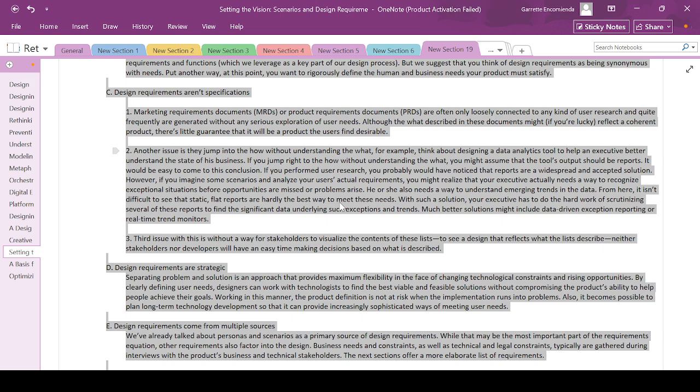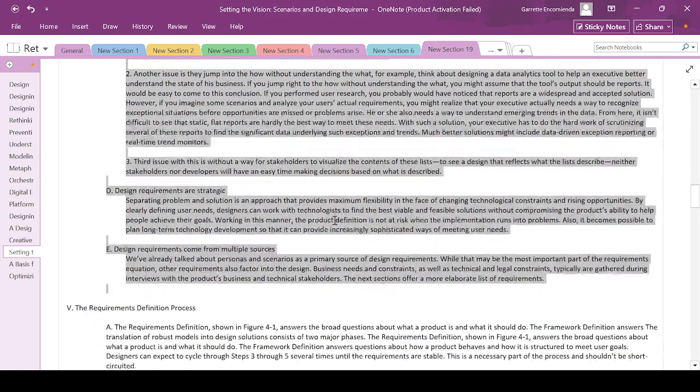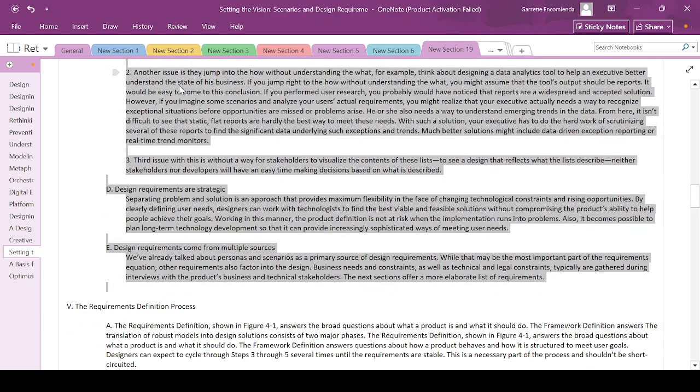There's little guarantee that it will be a product the users find desirable. So the user will not like it because it doesn't really come from them. It's not what they want. Another thing about this is you don't want to speculate on what users want, especially in complicated software or interactive products.